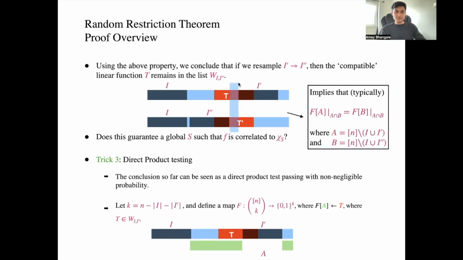Now, since these are compatible using this property, typically what happens is that under this map, if you take random sets A and B, then they agree on the intersection. The way you select A and B is you select I double prime, and you take the complement of that. So A and A prime will have some non-trivial intersection. And this property tells us that this map satisfies a certain direct product test.